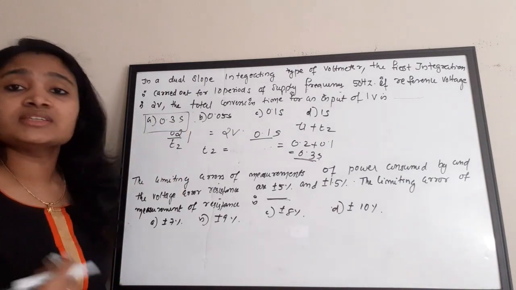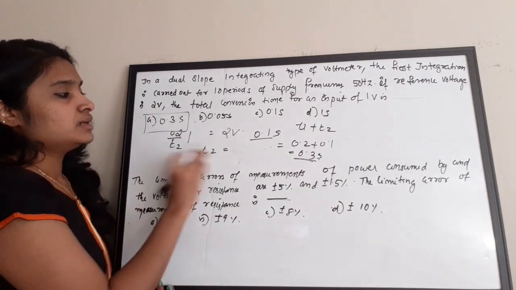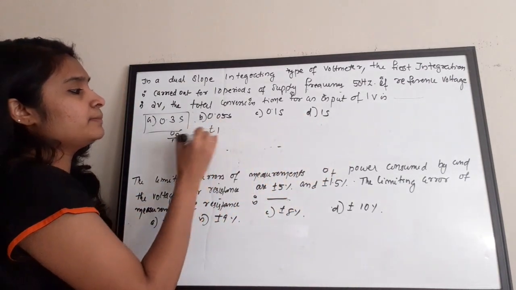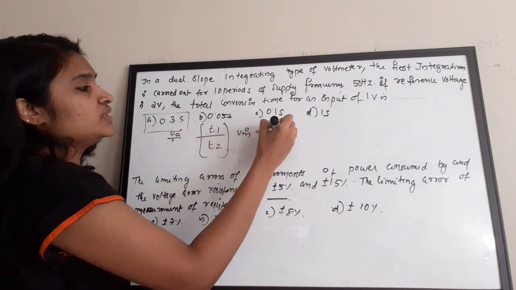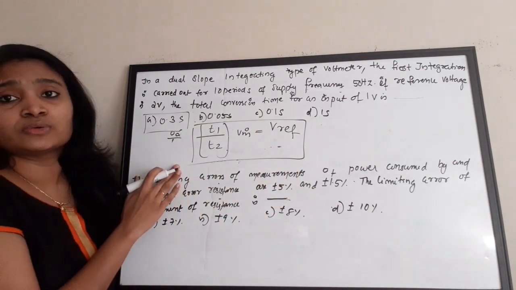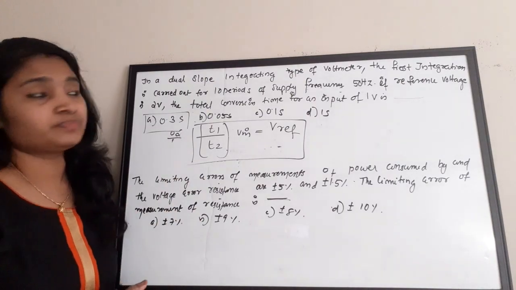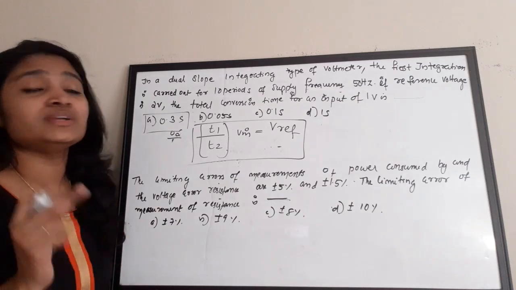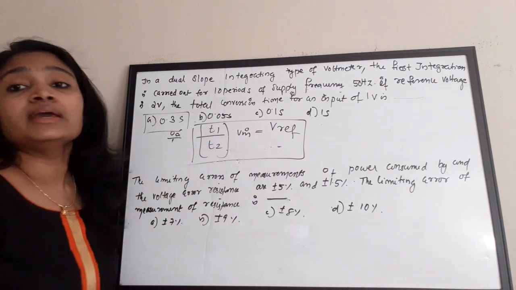Now while solving this question, the most important equation you need to note down is this. T1 by T2 into V in is equal to V reference. Please note this equation down. This is a basic equation for a dual slope integrating type of voltmeter. If you Google it, you have to Google as dual slope integrating type of digital voltmeter, DVM. Okay, the equation is T1 by T2 into V in is equal to V reference.